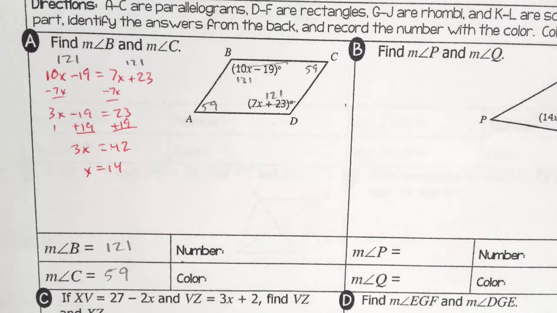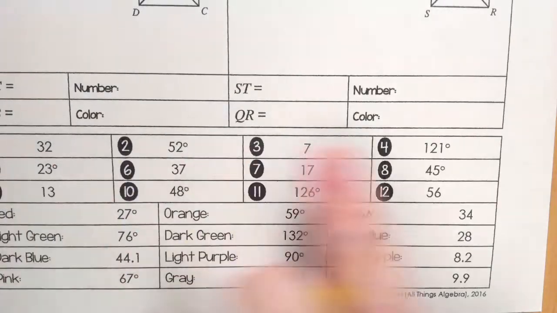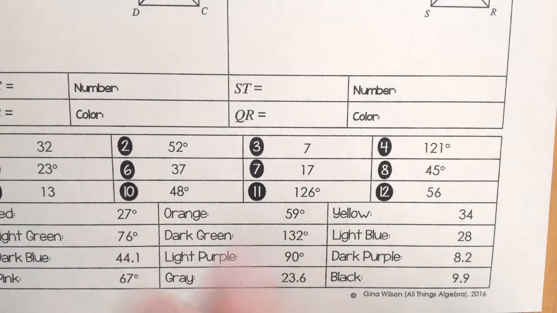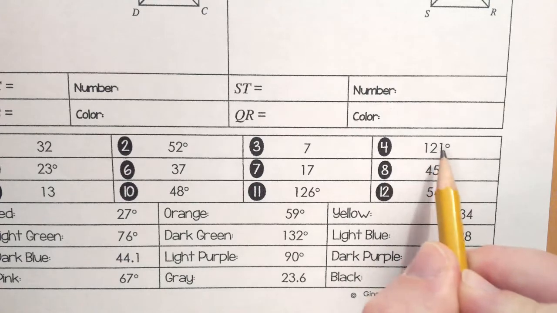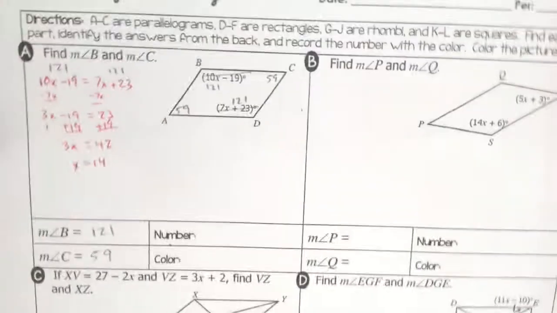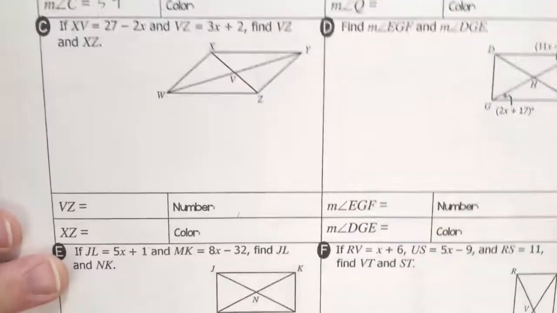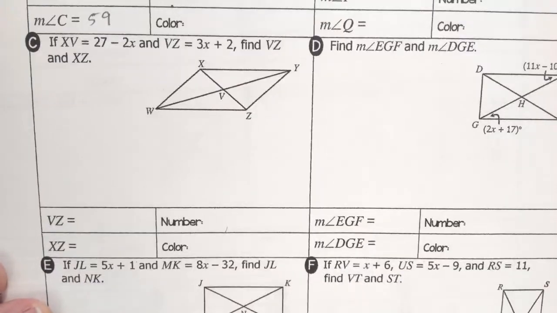If you are not sure if you're getting the right answers, there's an answer key at the bottom of page 18. These will always be your first answers, and these will be your second answers. 121 is right here, and for angle C, that's 59, which is right here. So it's nice to have a little answer key. That was A. You guys are in charge of B. So let's go ahead and go to C.